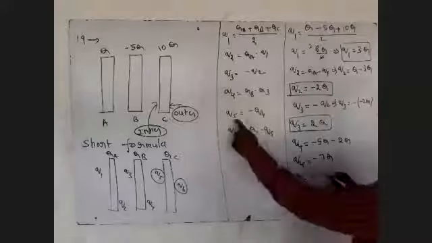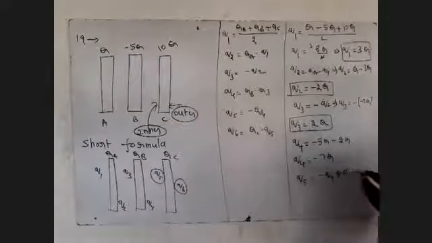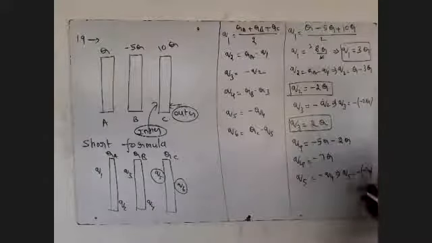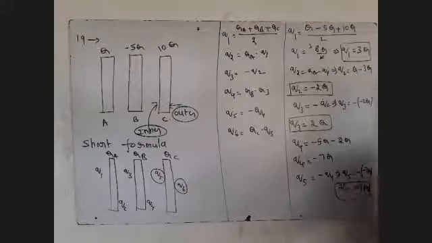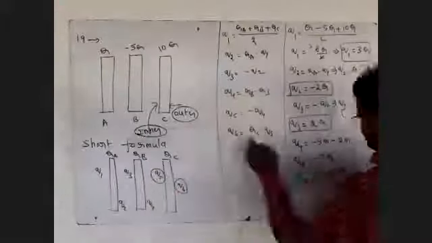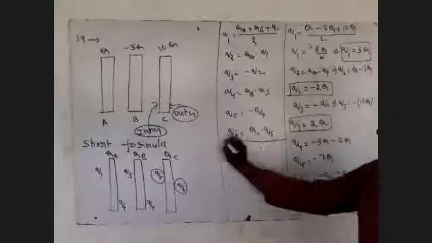Q5 value is equal to minus Q4, which is minus of minus 7Q. Minus into minus is plus, so Q5 is plus 7Q. This is your inner side value. The inner side value is plus 7Q. That is your answer. Next, the Q6 value.